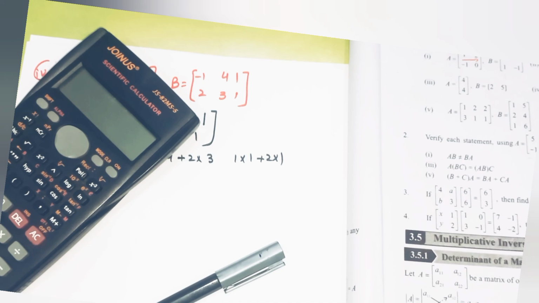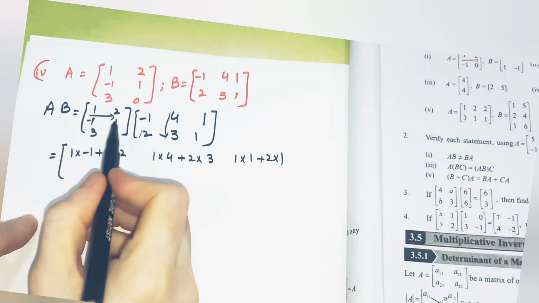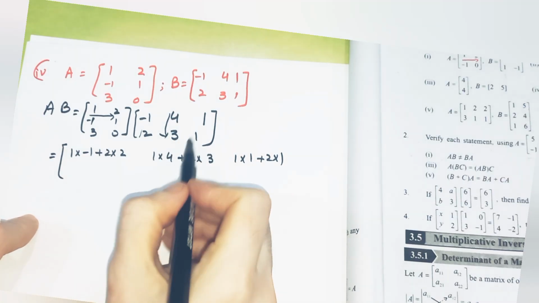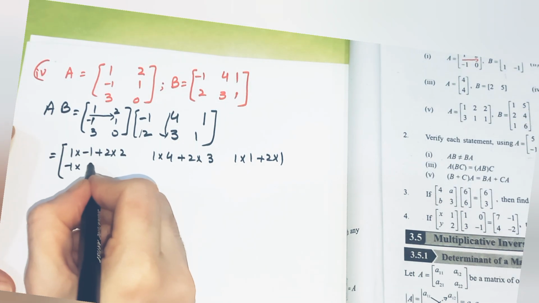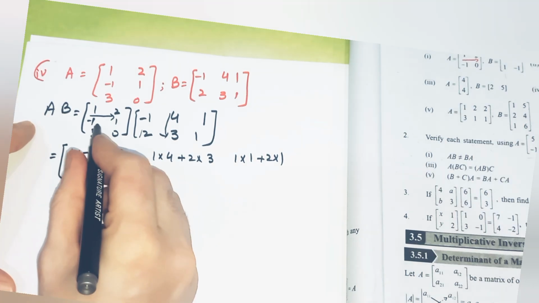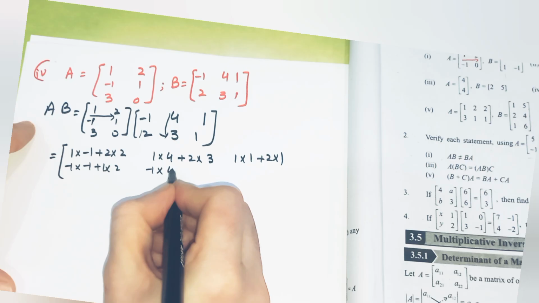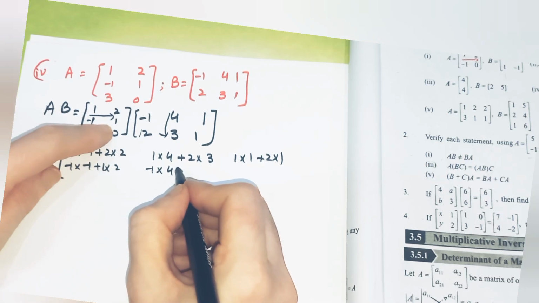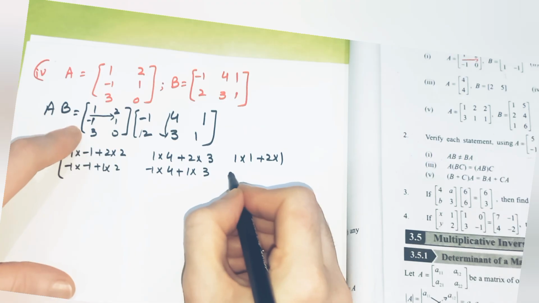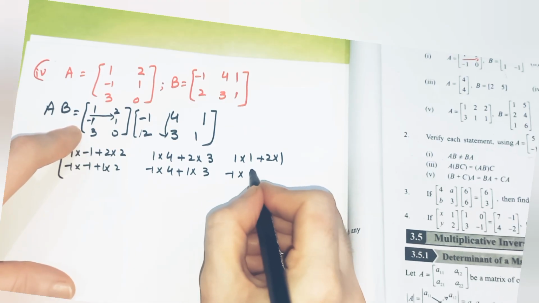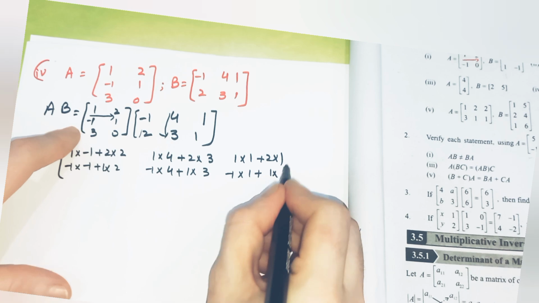Okay, dear students, now we again multiply the second row into first column, second column and third column similarly. So we write here minus 1 multiplied by minus 1 and 1 multiplied by 2, minus 1 multiplied by 4 and 1 multiplied by 3, minus 1 multiplied by 1 and 1 multiplied by 1.